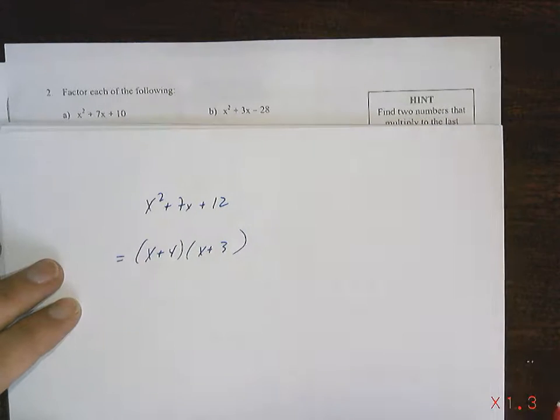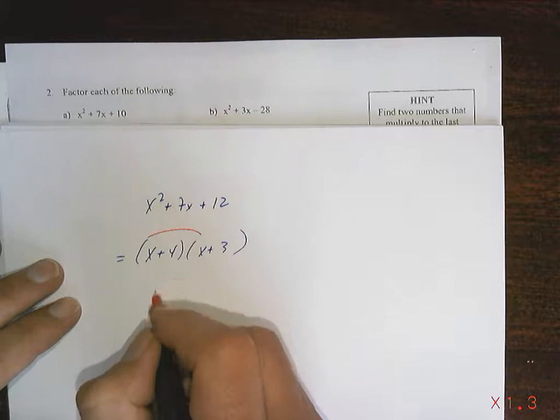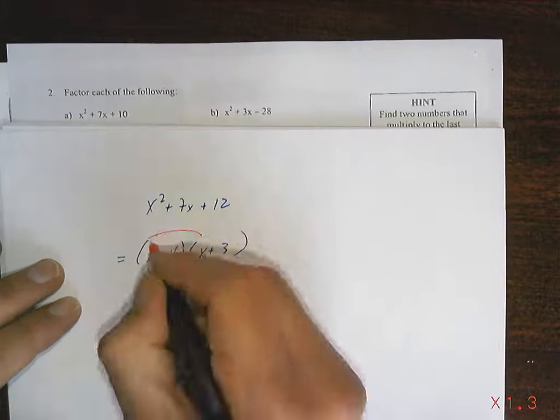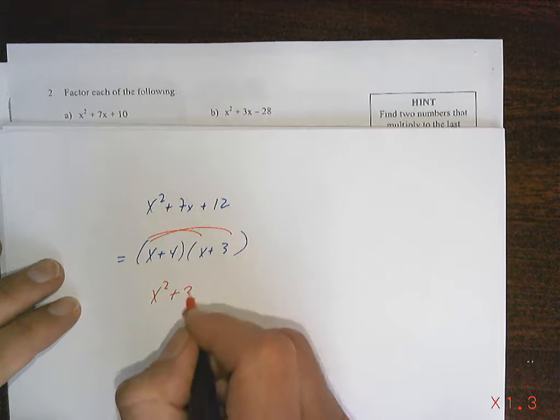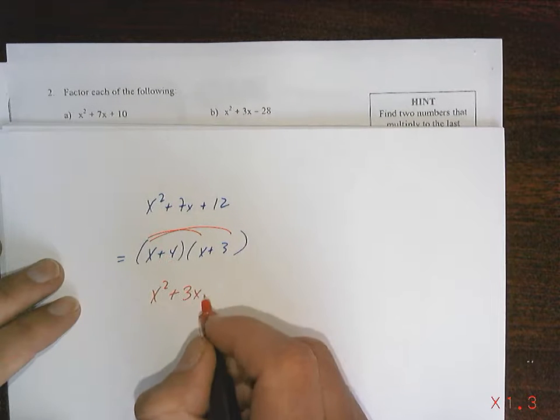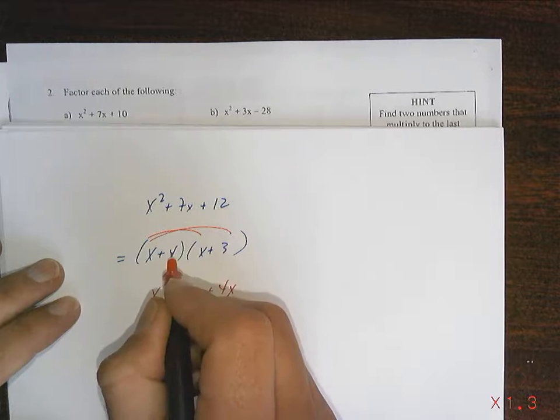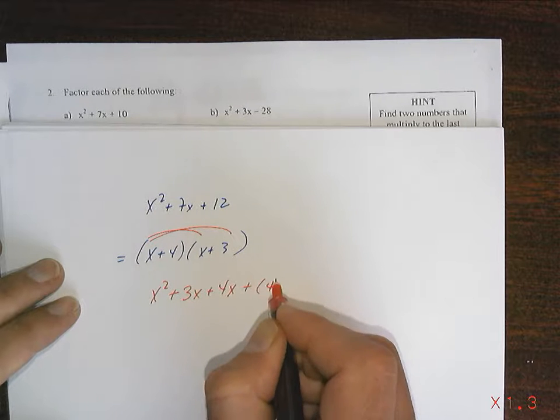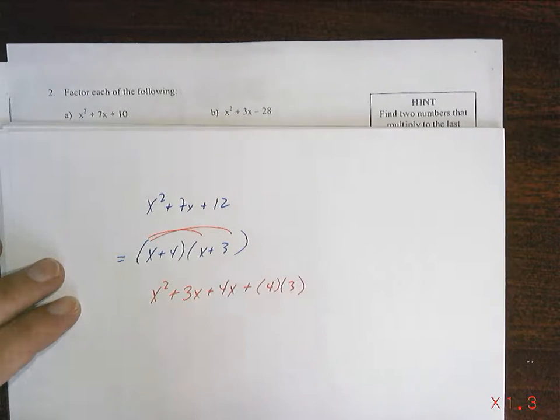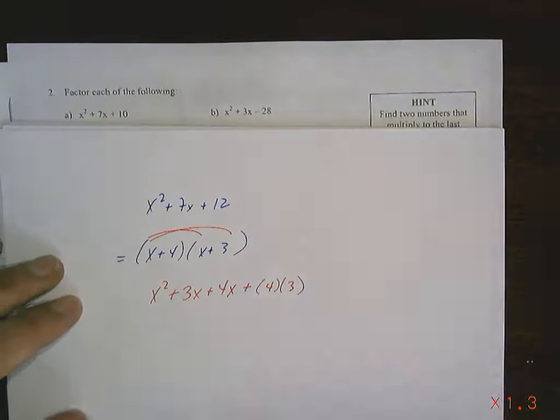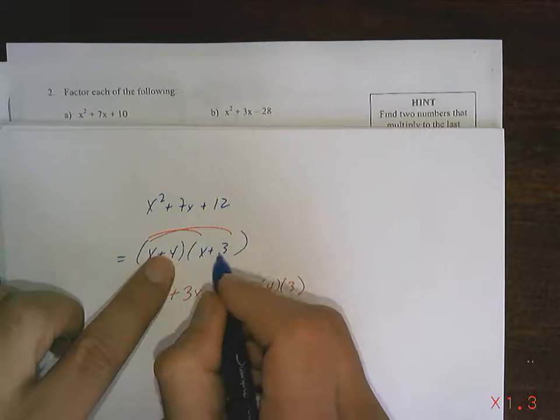Let's take a look at what it looks like expanding. X times x is x squared. X times 3 is 3x. 4 times x is 4x. 4 times 3 is 12. But I'm going to write it like this. Let's notice something here.